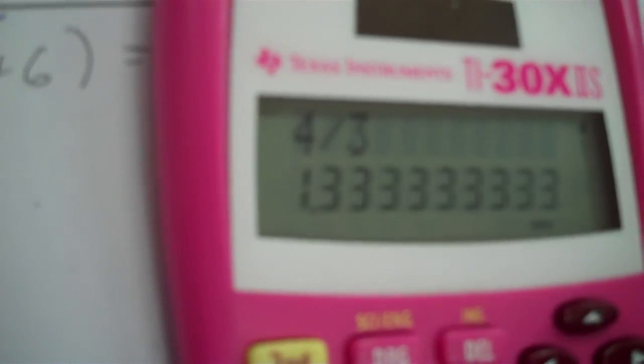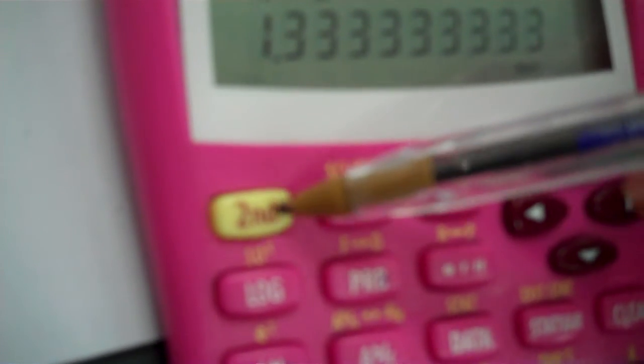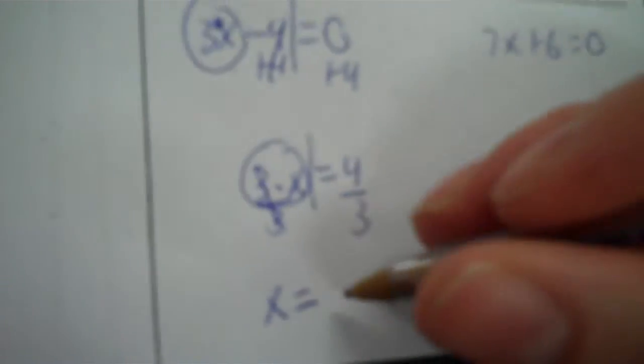So you take your calculator, you divide 4 by 3. Okay, I don't like that. That goes on forever. So you hit second, and second shows up on the screen. PRB equals 1 1/3.